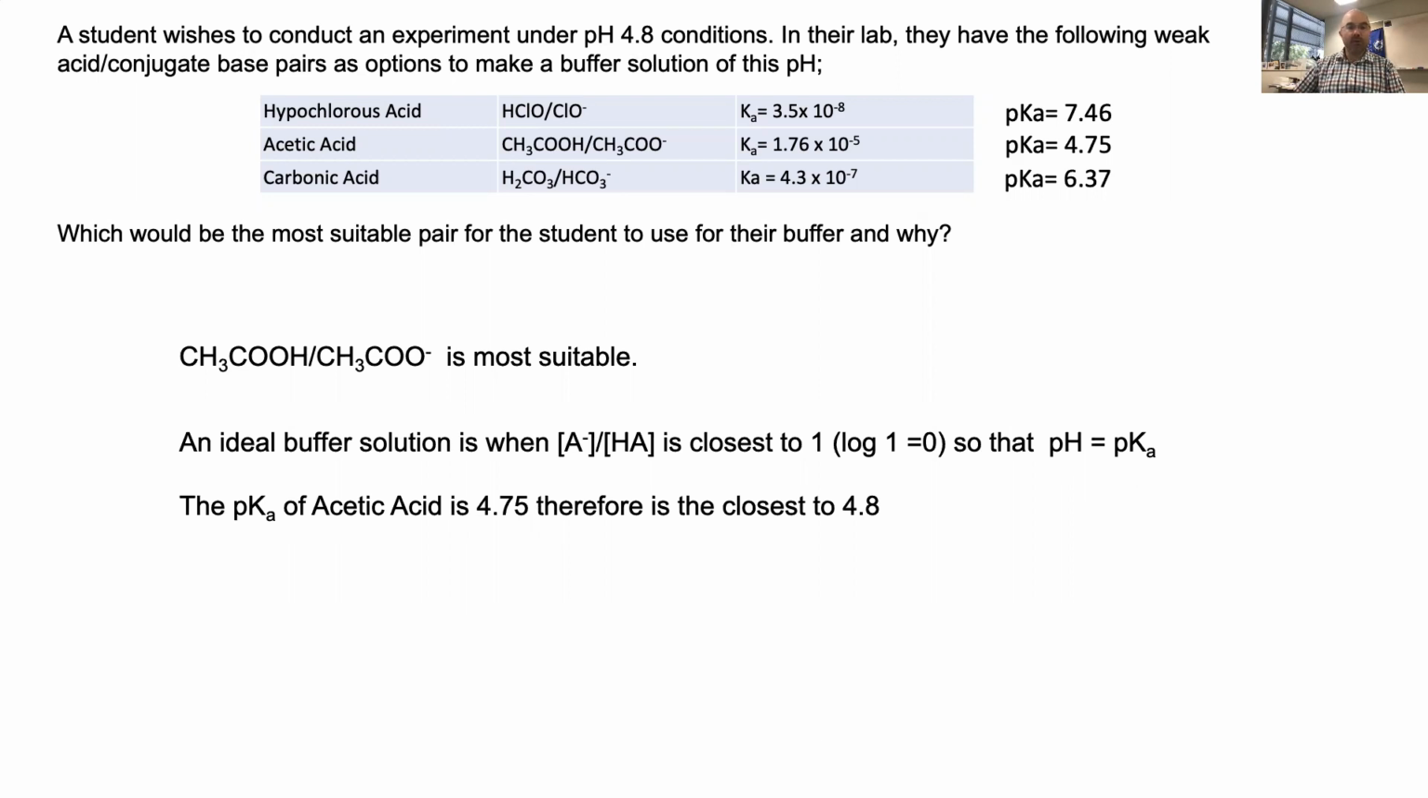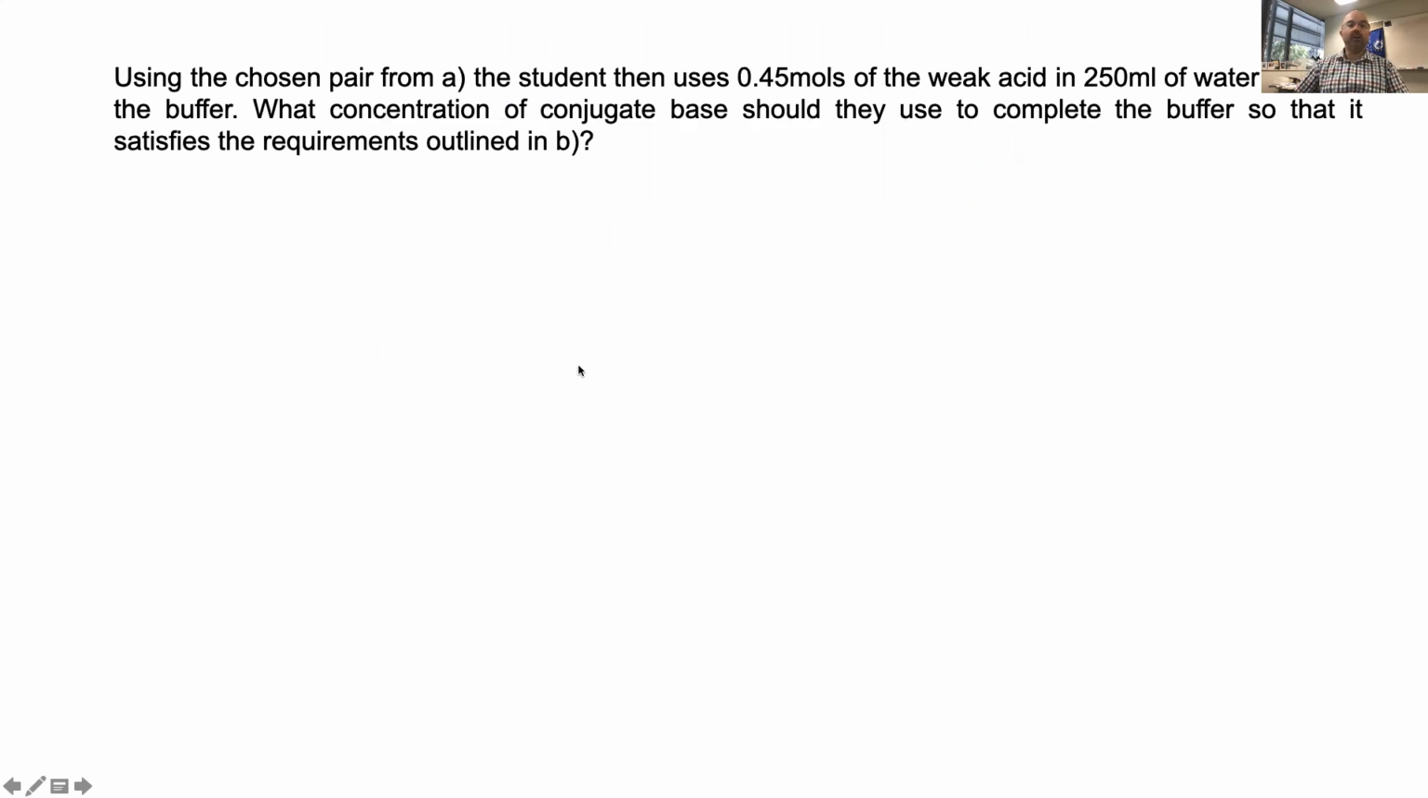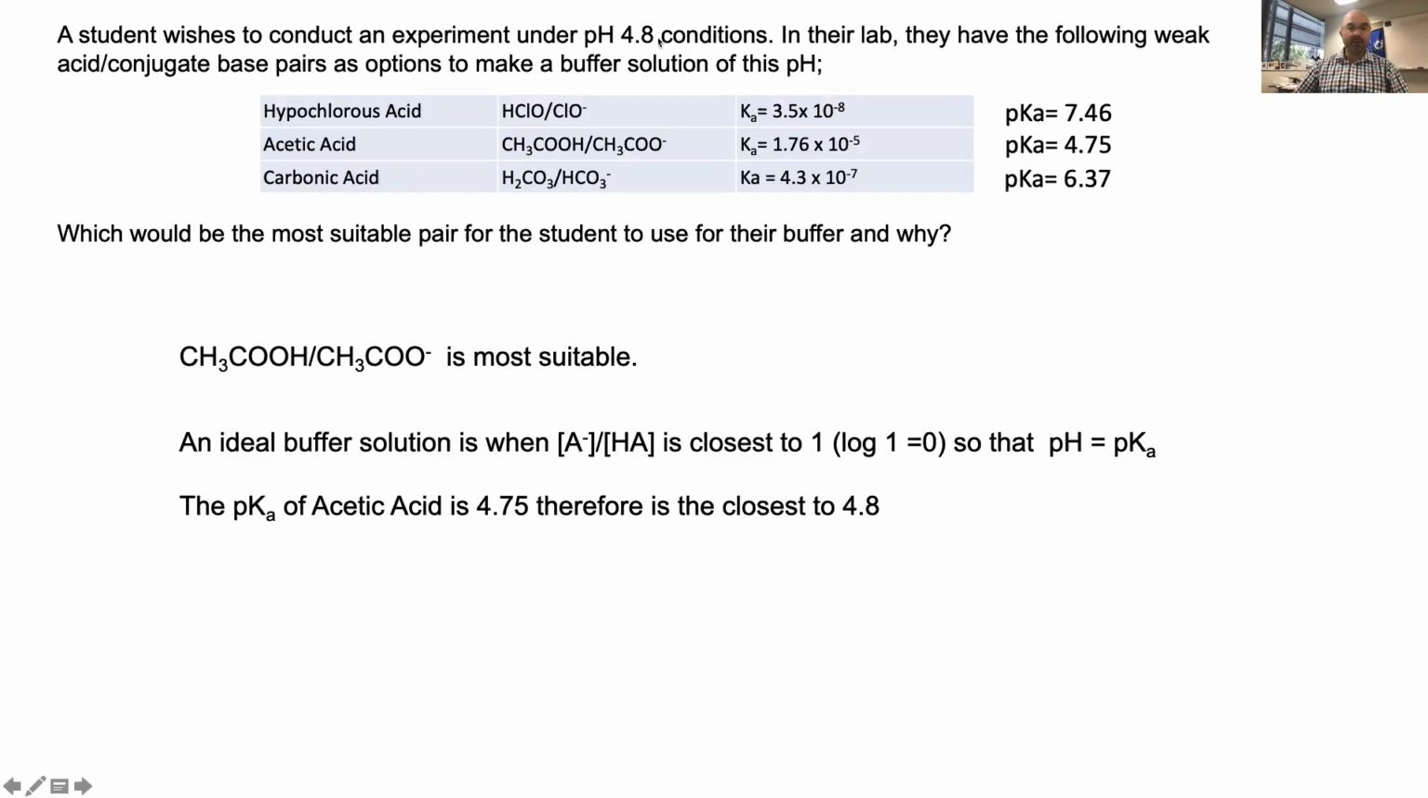Okay, so now onto a trickier part of the question, which is asking, from the pair that we chose in the previous question, the student then uses 0.45 moles of the weak acid in 250 mL of water to make the buffer. And we want to know how many moles of the conjugate base we need to have to complete the buffer so that it satisfies the requirements in B. And the requirement was we want the pH value to be 4.8.